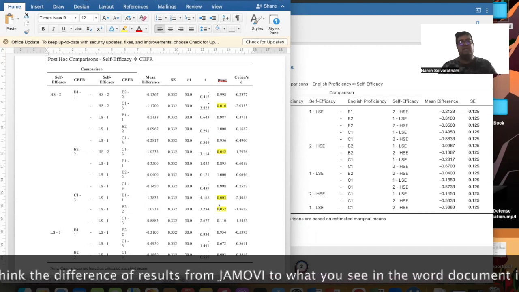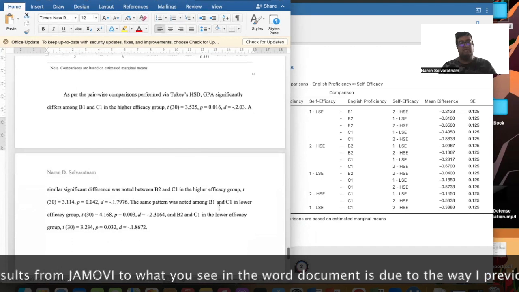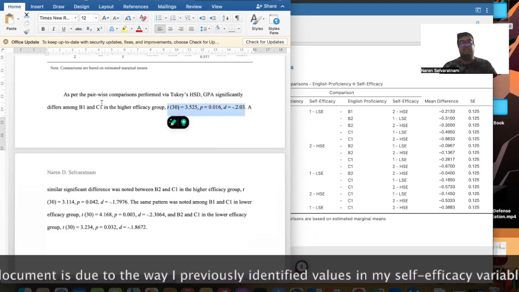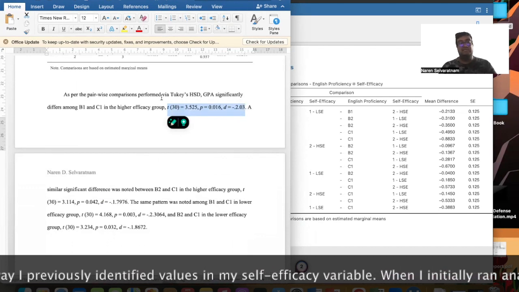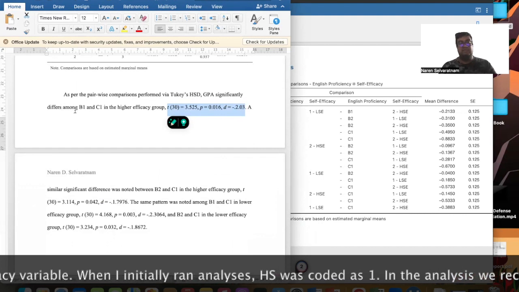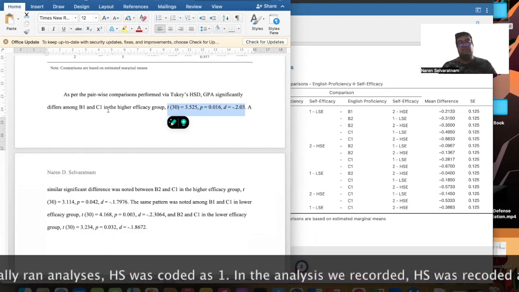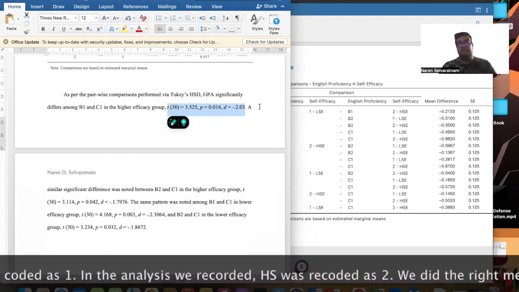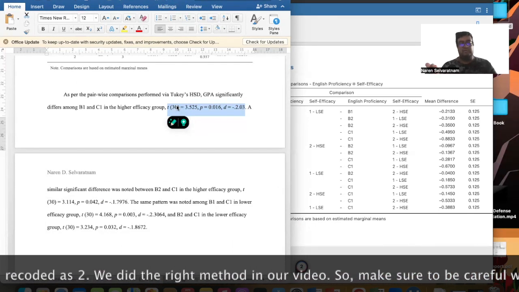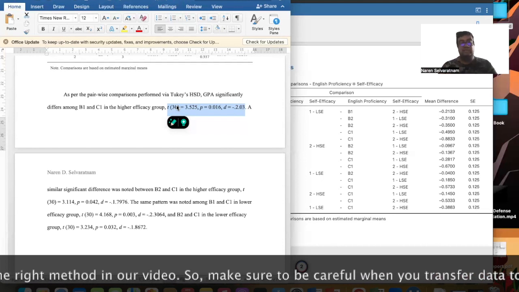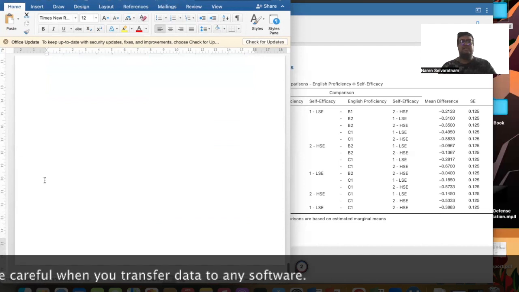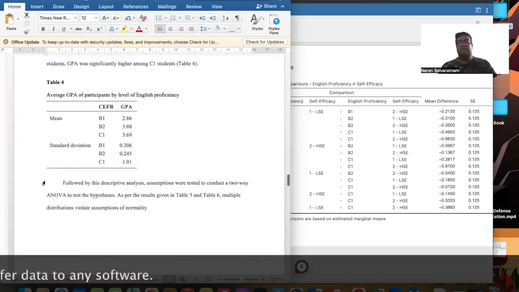Now, this is exactly how you would do the comparison, but when you compare, you have to write your comparisons in the format of t-tests like this. As per the pairwise comparisons performed via Tukey's HSD, GPA significantly differs among B1 and C1 in the higher efficacy groups, and then you give your findings according to the reporting standards of a t-test, and you can do the same for the rest as well. But this is the basic idea. This is how you would run a two-way ANOVA.